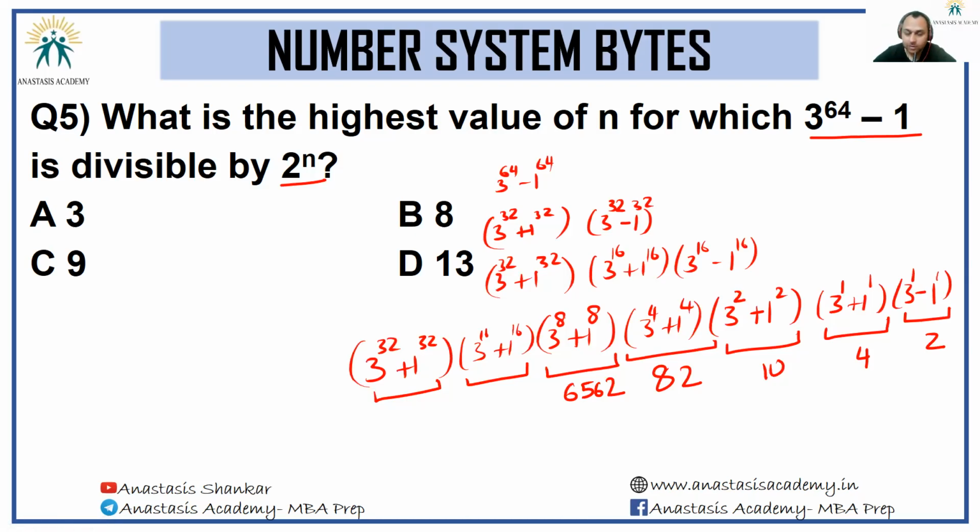3 raised to the power 32. We don't know the value of 3 raised to the power 16. Hopefully you don't know the value of it. But can you see a patternistic insight? Apart from this 4, everywhere you're getting a simple multiple of 2. These are not even multiples of 4. Finally, we only need the highest value of n for which 2 raised to the power n divides this expression. So I've got 1, 2 from here.